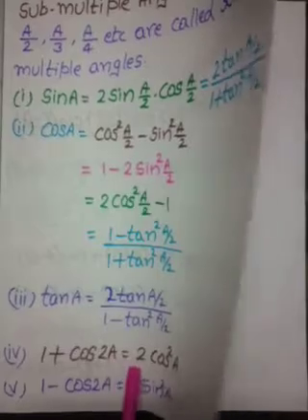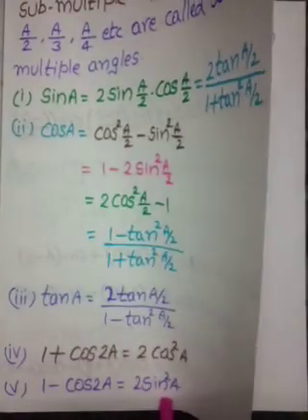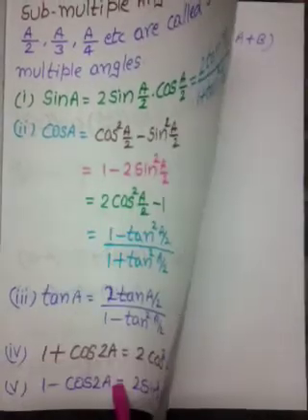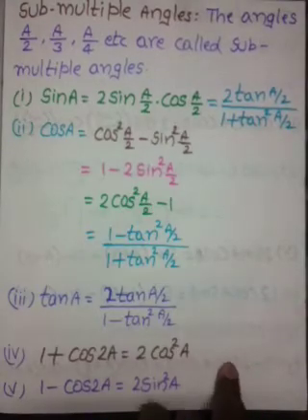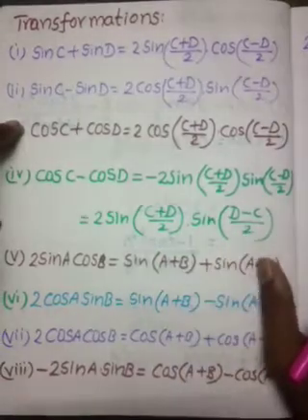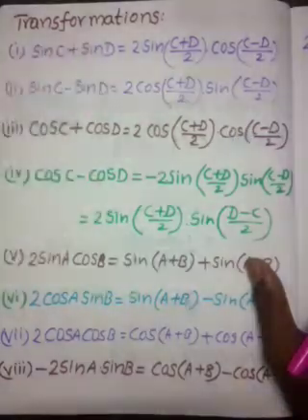1 plus cos 2a is equal to 2 cos square a. 1 minus cos 2a is equal to 2 sin square a. These two are also derived from multiple angles formulae. Now we are going to learn about transformations. These eight formulas are called transformations.